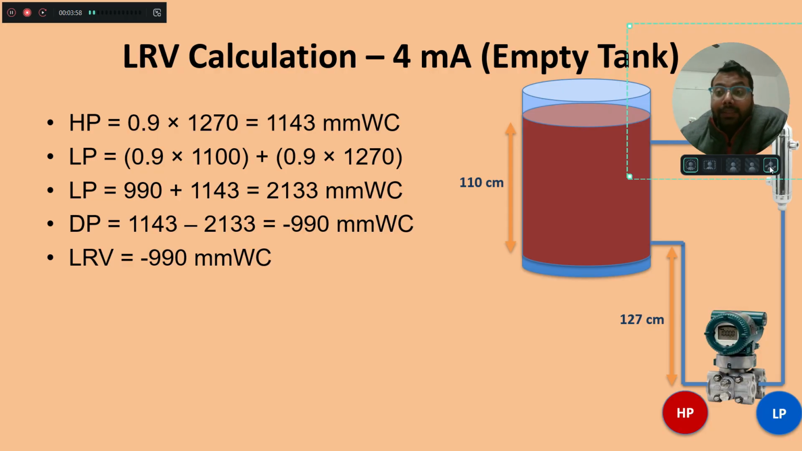So for finding the delta P, what do we have to do? HP minus LP. We subtract the LP value from the HP value, and we get a delta P of minus 990 millimeter water column.